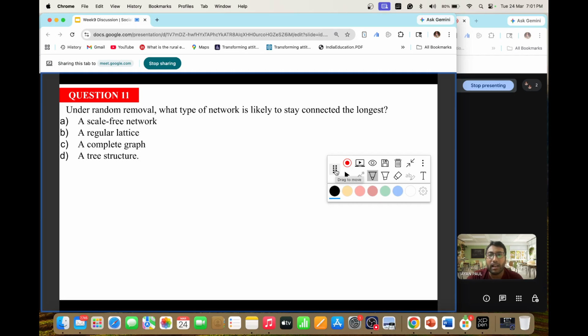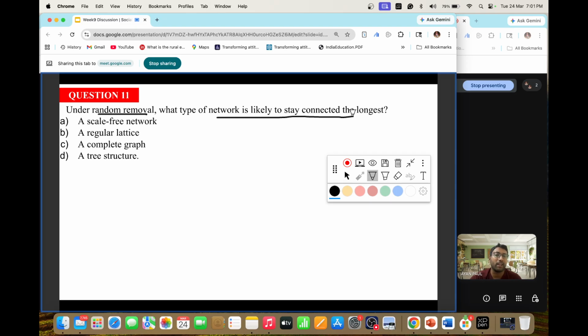Under random removal, what type of network is likely to stay connected the longest? Option A, scale-free network. Option B, a regular lattice. Option C, a complete graph. Option D, a tree structure. Under random removal, what type of network is likely to stay connected the longest?